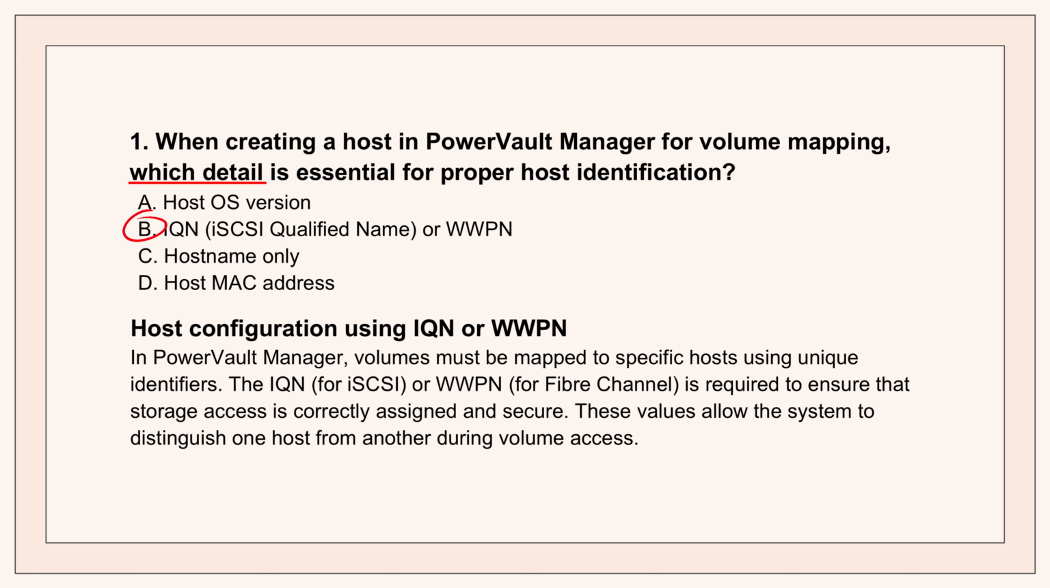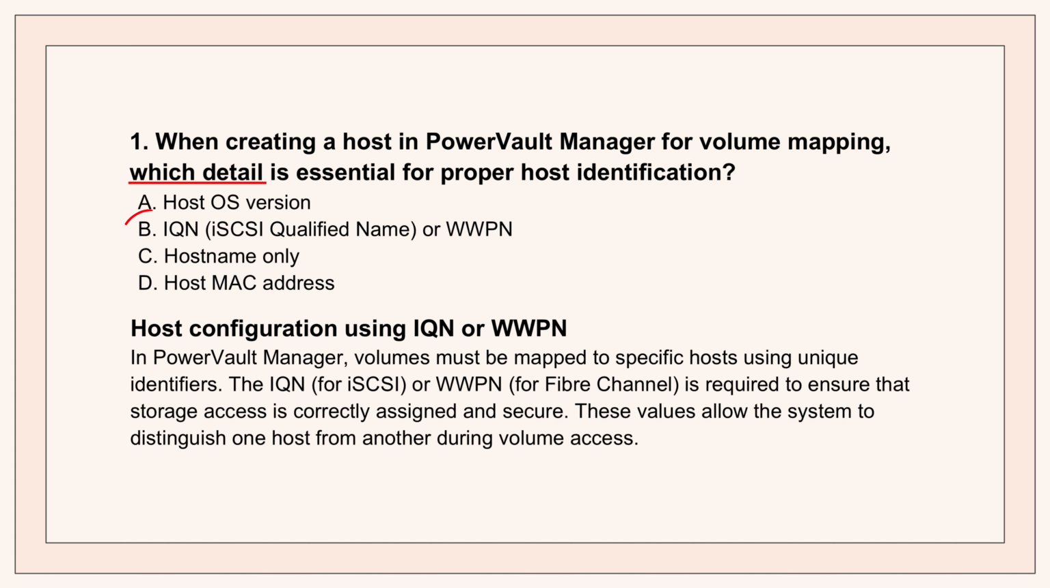Well, it might seem small, but it's totally foundational. Think of it like a unique digital fingerprint for that specific host on the SAN, the storage area network. Without that precise IQN or WWPN, the PowerVault just has no way of knowing which server is allowed to access which volume. So you get it wrong, the server sees nothing. Exactly. Immediate roadblock. It's that unique handshake that allows everything else to happen.